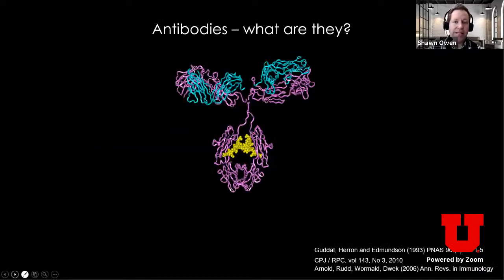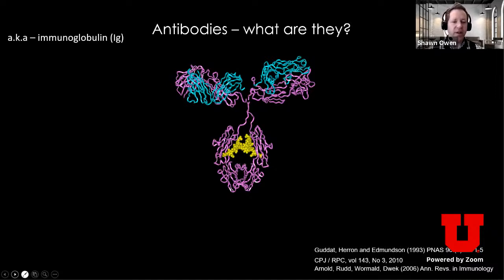So antibodies. The first thing that I want everybody to know is that antibodies are not necessarily antibiotics. So I don't want you to get these two things confused. But an antibody is this. This is a crystal structure of one type of an antibody. But that might be meaningless just looking at this fancy image on the screen. So a few facts about antibodies.